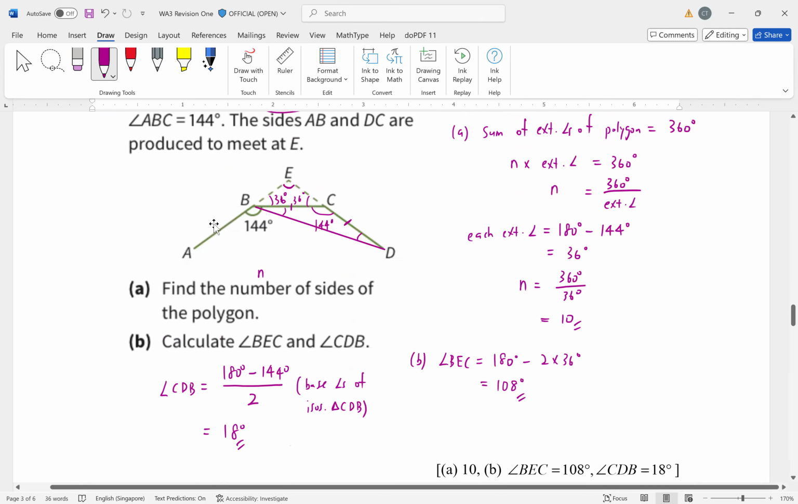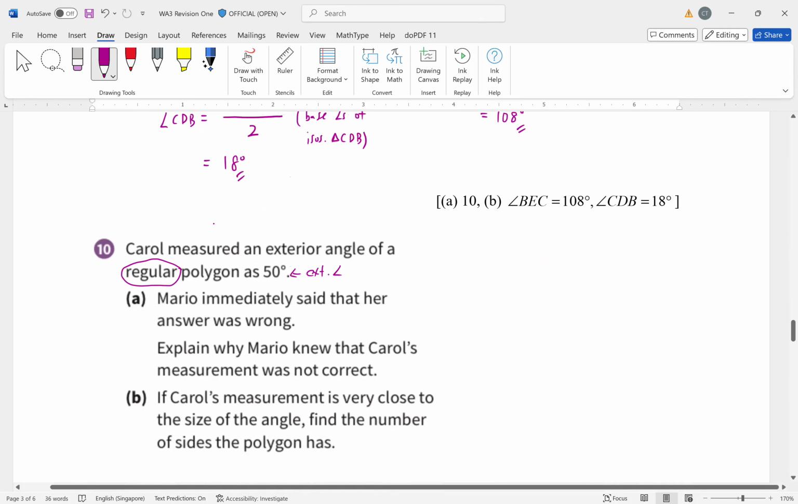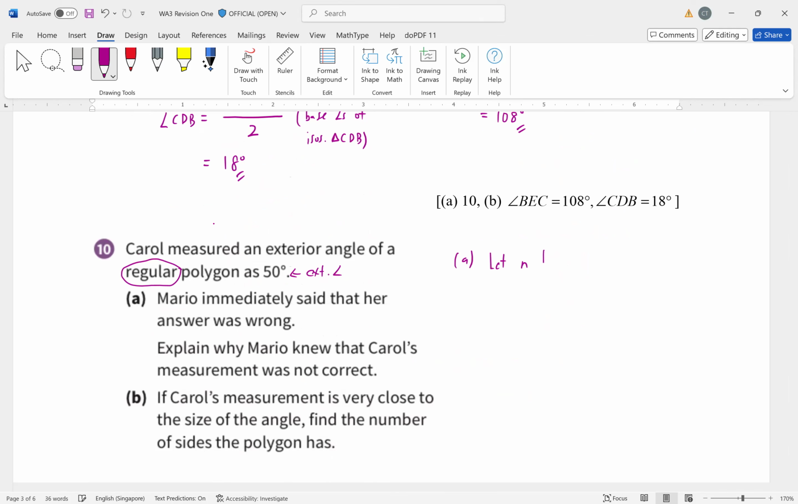Okay, so remember, if the question is asking you to find the number of sides, the easiest way is to use the exterior angle approach. So the number of sides is 360 divided by the exterior angle, right? So now Carol measured the exterior angle to be 50. Okay, so we are going to make use of this to verify again. Okay, so let n be the number of sides of the polygon.